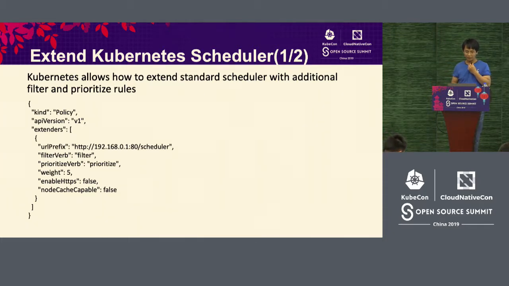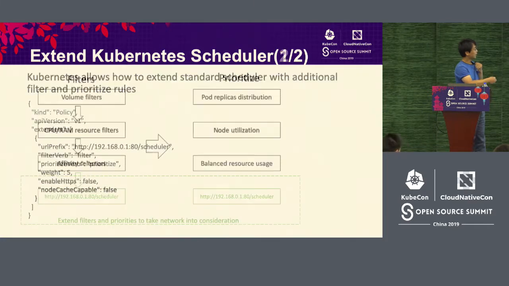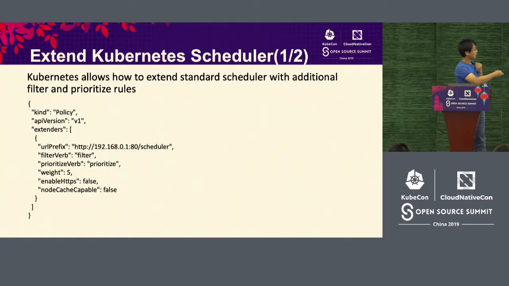And next, we need to extend the Kubernetes scheduler. Kubernetes allows the extension of the standard scheduler with additional filter and prioritize rules. This is the external UI. Maybe the Kubernetes scheduler will schedule this. First the filter, and then the priority, and then you can see the weight here.